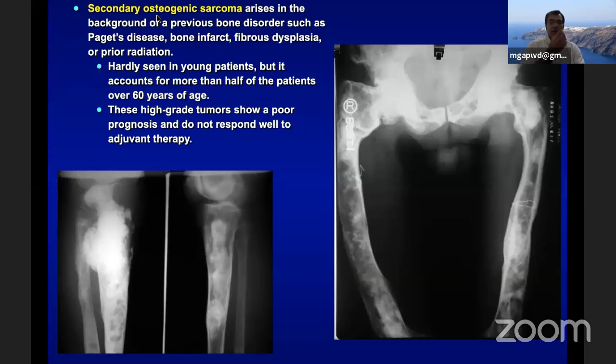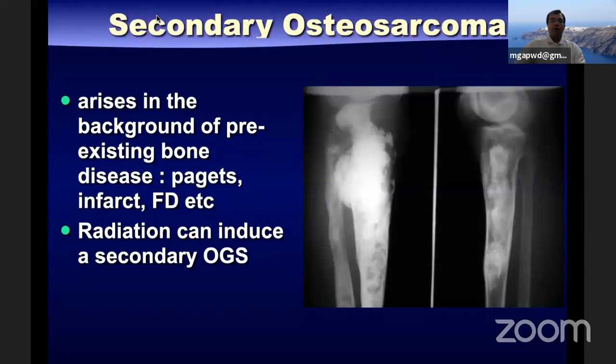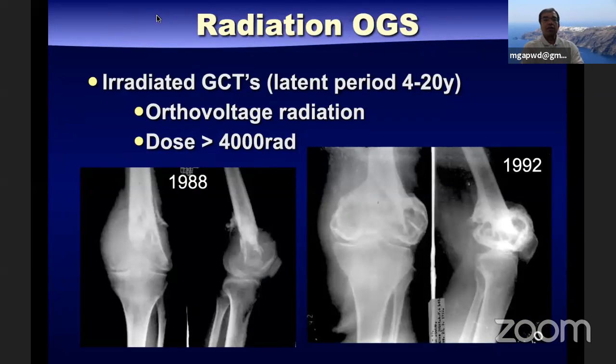Now, we spoke about a secondary osteosarcoma, which we don't see very commonly in India, but is commonly seen in the West when you have an osteosarcoma arising on the background of a previous bone disease, like an infarct. You can sometimes get it from fibrous dysplasia. These tumors, again, come in old age. They come between 60 and 70 years of age, and they're extremely high grade. One reason for getting a secondary osteosarcoma is actually radiation to a diseased bone.